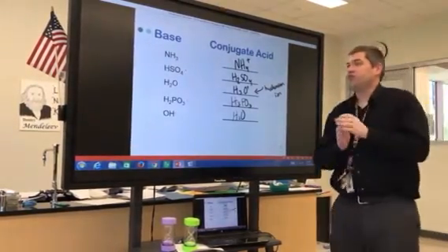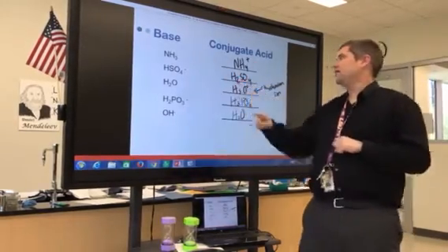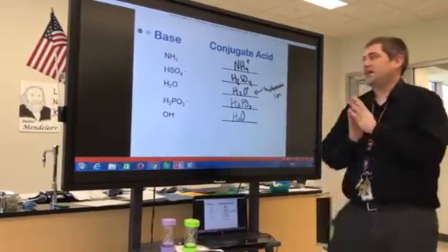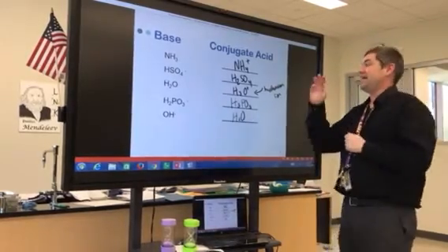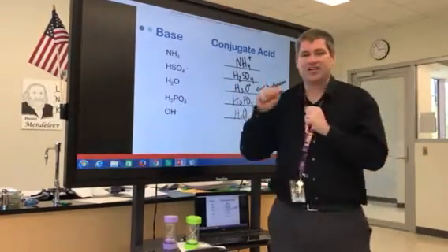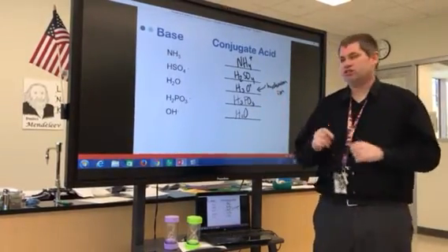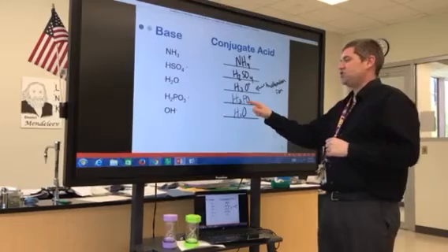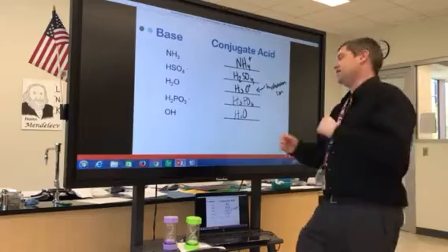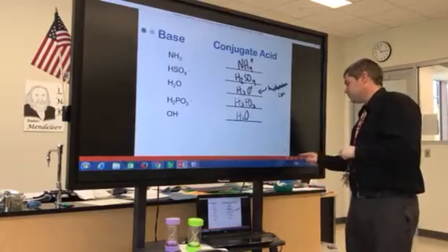Okay, now you go from the base to the conjugate acid. You have NH3. You add a proton, it becomes NH4 plus. HSO4 negative becomes H2SO4. H2O, you add a hydrogen, becomes H3O plus. H2PO3 minus becomes H3PO3. OH negative, you just add the proton, becomes H2O. Go ahead and write this down. This is number 2.